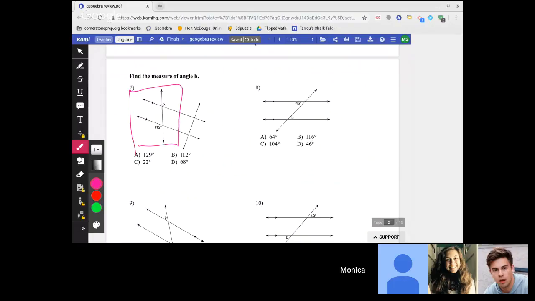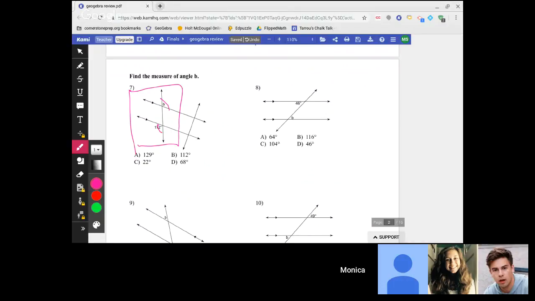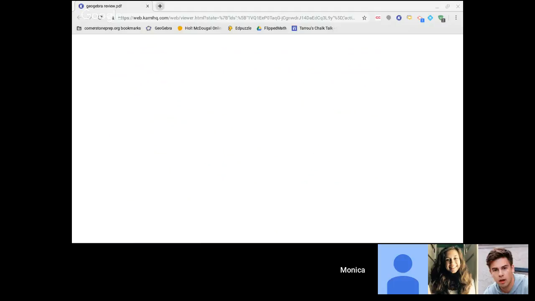So what you have is two parallel lines cut by a transversal. So again, you have to figure out what the relationship is between this angle and this angle. So do you remember what type of relationship those angles have? Yes, that's right. Those are alternate exterior angles. So alternate exterior angles are congruent. So if this one is 112, then that means this one is also 112. Does that make sense?